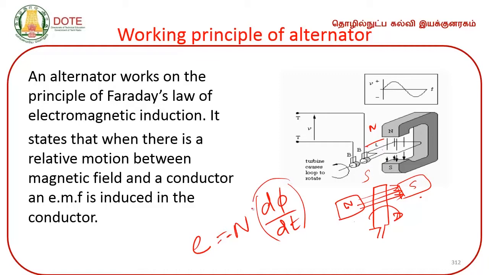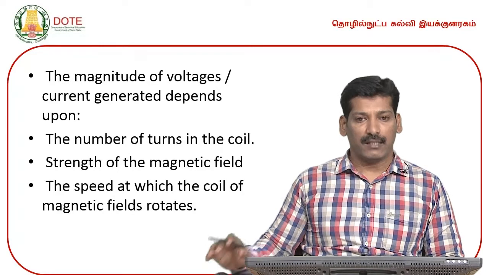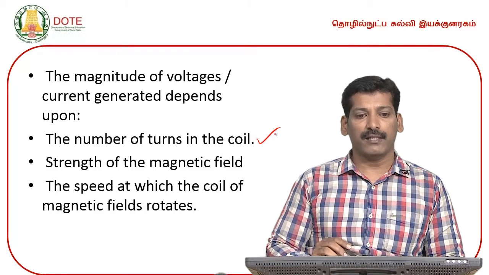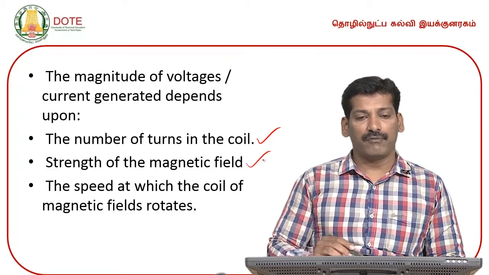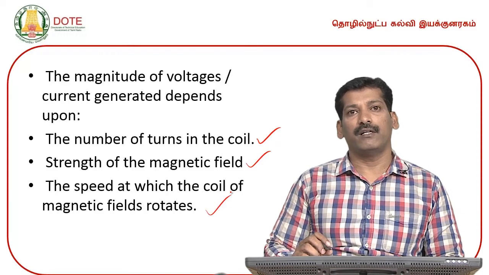Because of the presence of change in flux with respect to time and due to the presence of number of turns, that into d phi by dt will yield you a voltage or EMF. The magnitude of voltage generated depends upon the number of turns in the coil, as I said earlier, the strength of the magnetic field, and the speed at which the coil or magnetic field rotates.